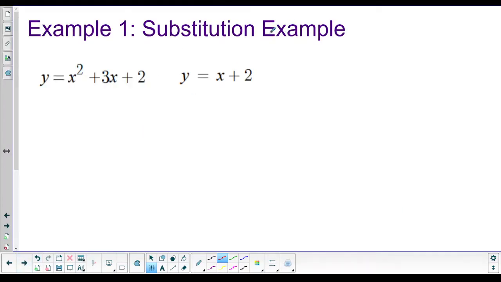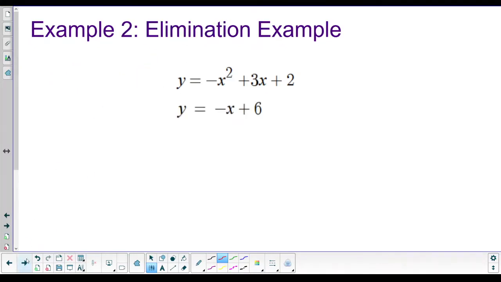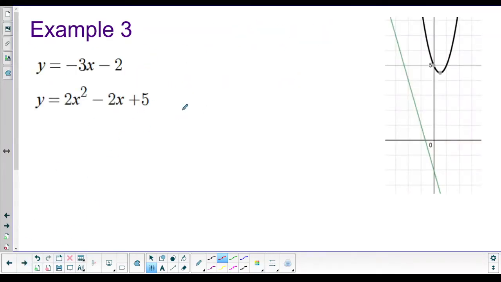So I'm going to try and do these using substitution. We'll try one with elimination. And then this third one is going to have no solution. But I just want to show you what happens and how you know it's no solution. Because otherwise you're going to give yourself an aneurysm trying to solve this thing and you're going to get frustrated. So I just want to talk about it.